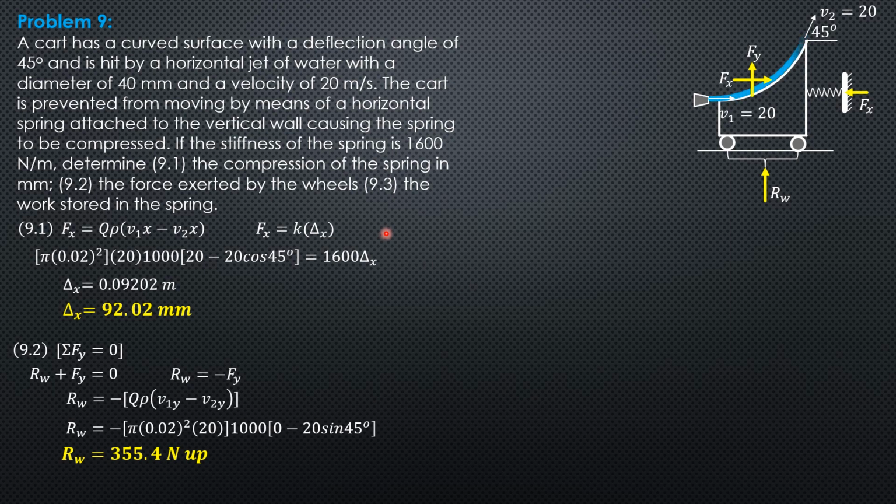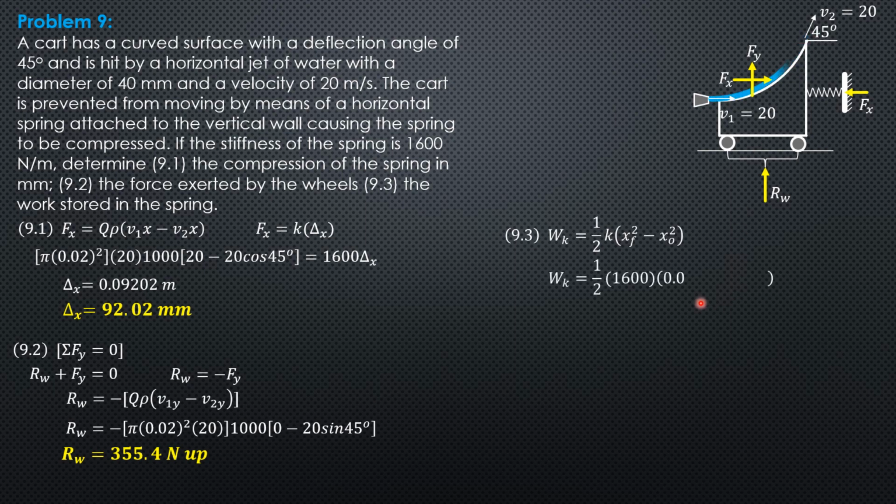Then number 3, the work stored in the spring. The work stored in the spring is 1/2 of the spring constant times quantity final displacement squared minus initial displacement squared, where the final displacement here is 0.09202. The initial is 0 because the spring was unstretched when the jet had not yet hit this curved surface.